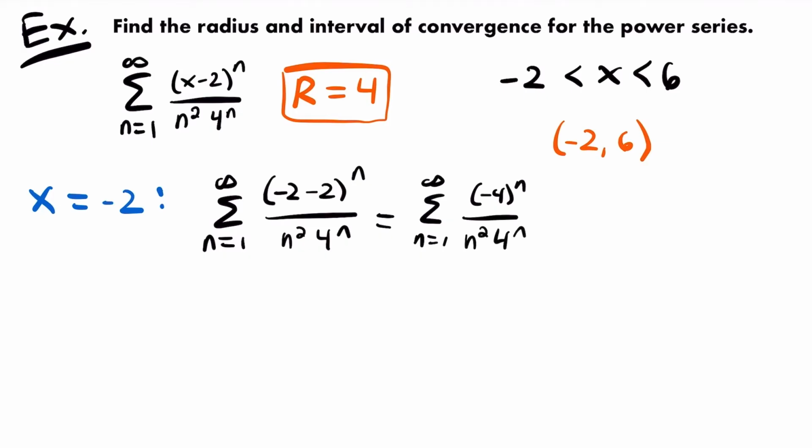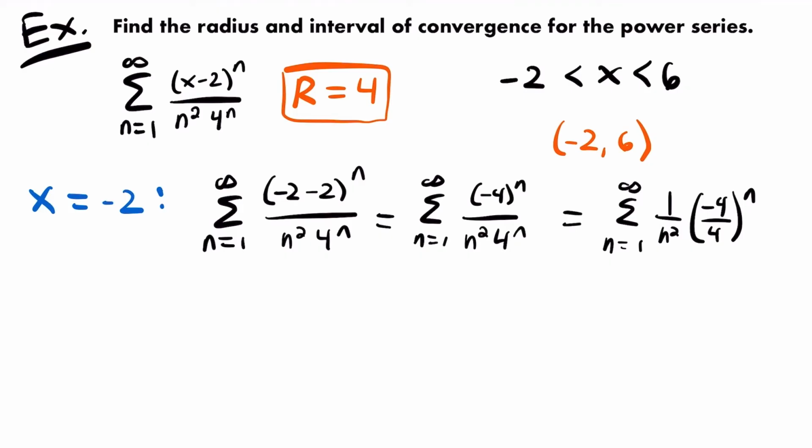Okay, so now we can simplify this a little bit further. Notice that we have negative 4 to the power of n and 4 to the power of n in the numerator and denominator. So what we can do is combine them like this. We'll have the sum from n equals 1 to infinity of 1 divided by n squared times negative 4 divided by 4 to the power of n. Right, both of those parts were raised to the power of n, so we can just have that fraction raised to the power of n.